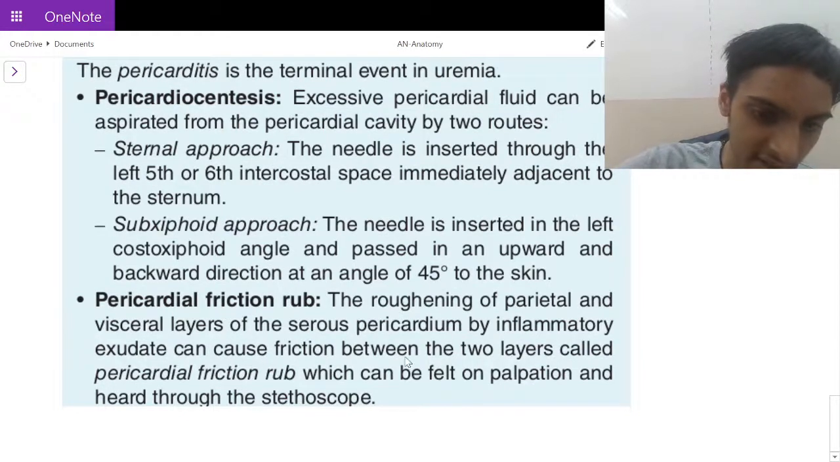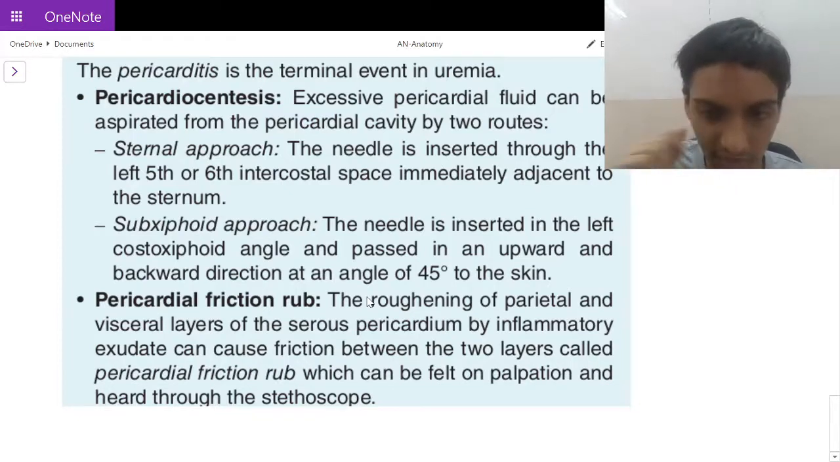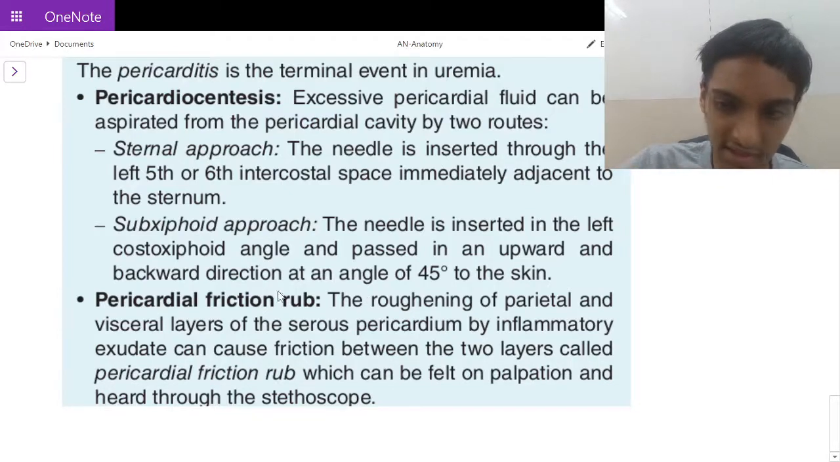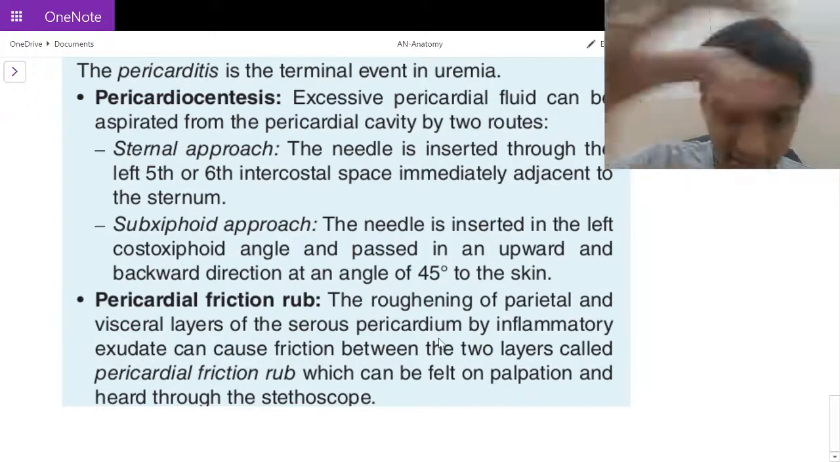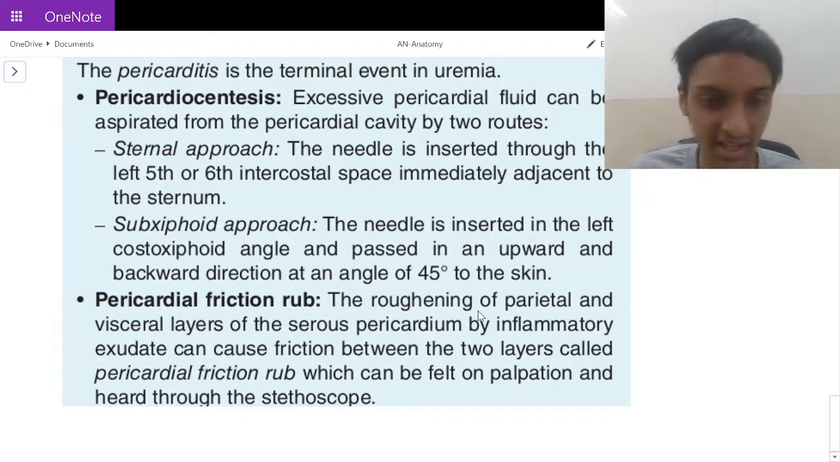And sometimes even friction develops, just like we have seen for the lung, where some friction develops because there is a roughening of the serous pericardium due to inflammation. So that creates the friction rub.